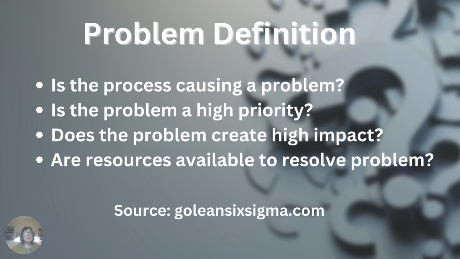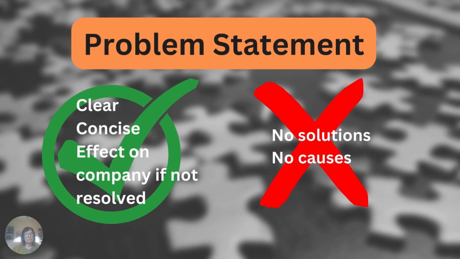So the first thing we have to do is our problem definition. Is the process causing a problem? Is the process a high priority? We have a lot of problems, but not all of them are high priority because they don't have the highest impact on the business and our stakeholders. So we have to determine our priority of where we want to put our focus. And do we have resources available to even resolve a problem if we identify it?